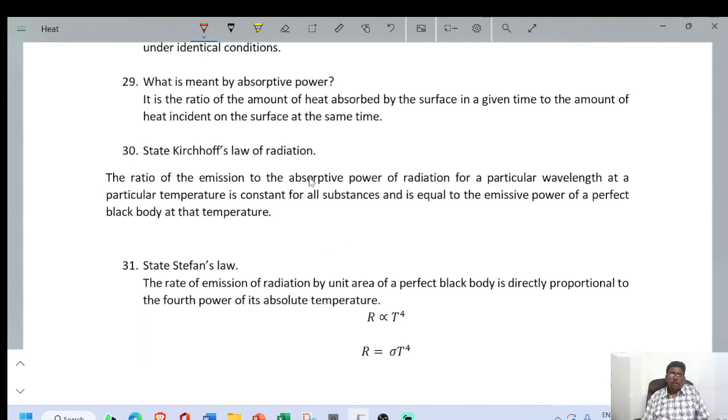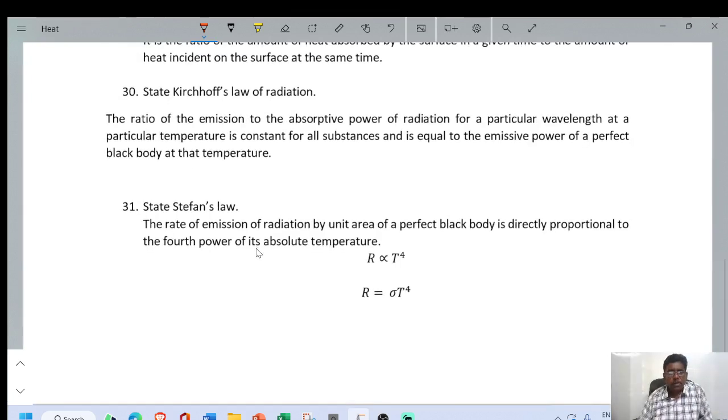State Kirchhoff's law of radiation. The ratio of the emissive power to the absorptive power of radiation for a particular wavelength at a particular temperature is constant for all substances and is equal to the emissive power of a perfect black body at that temperature.